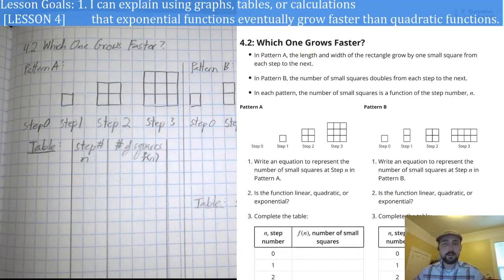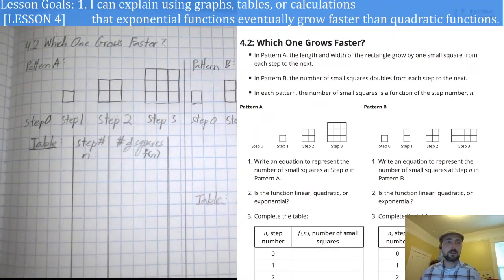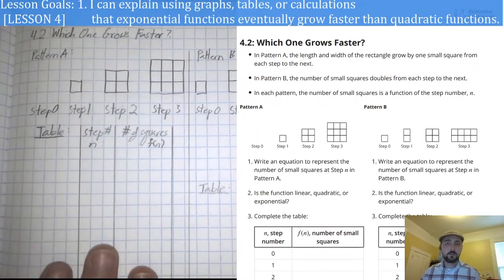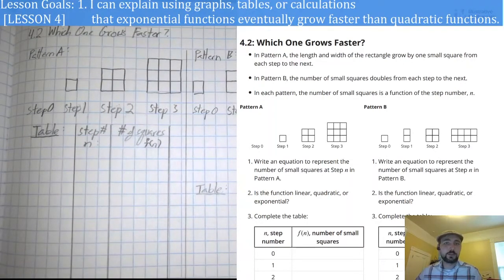All right, so pattern A and pattern B and the three questions. Now would be the time for you to pause the video, complete the table, decide whether you think the function is linear, quadratic, or exponential, and then see if you can write an equation for pattern A. And then when you're done with that, come back and we'll talk about pattern A.